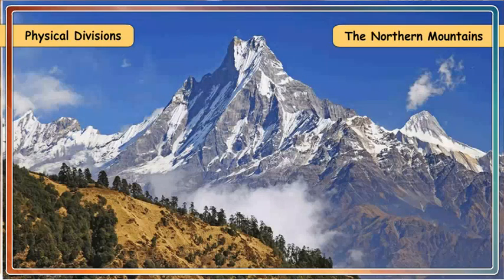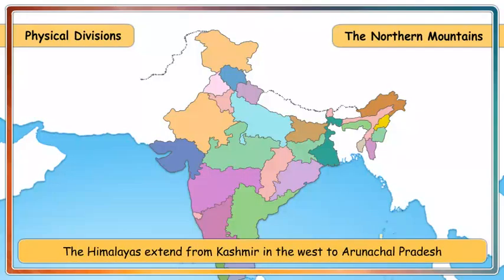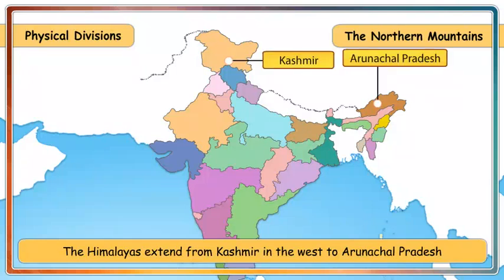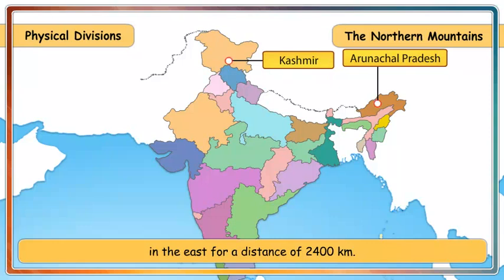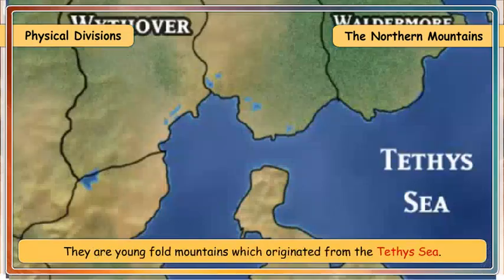The Northern Mountains. The Himalayan mountains form the northern boundaries of the Indian subcontinent. The highest peaks of the world are located in this range. The Himalayas extend from Kashmir in the west to Arunachal Pradesh in the east for a distance of 2400 km. The highest peak of the Himalayas is Mount Everest, which is 8848 meters, in Nepal.